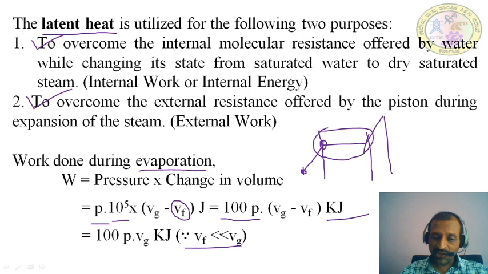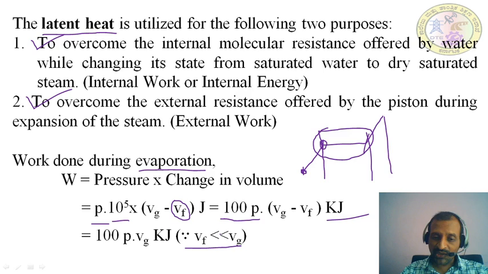Whenever it changes the phase from liquid to vapor, during its change in the phase, what happens? There is some resistance offered by the molecules of the water. That resistance offered by the molecules of the water has to be overcome. Whatever the amount of heat you are supplying, that heat has to overcome the resistance offered by the molecules. So how much heat is required to overcome that resistance? That heat we call the internal latent heat.